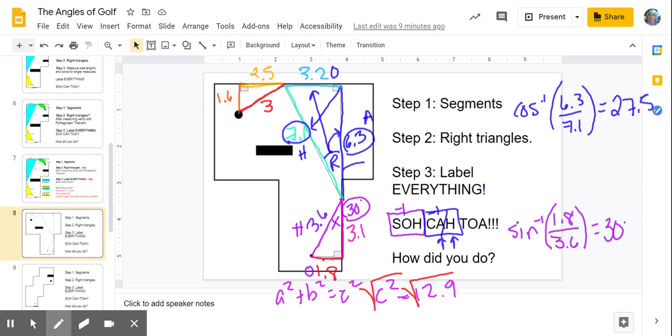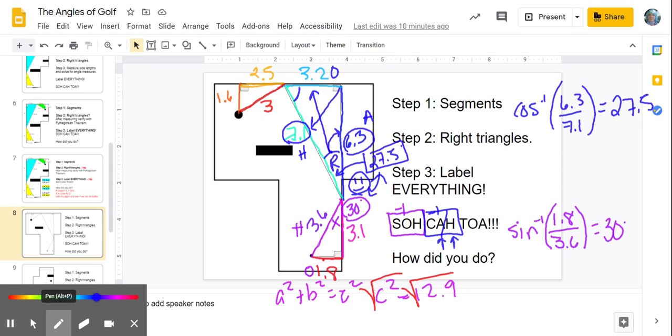27.5. So this is 27.5 degrees. These two are almost equal. We did a pretty good job, right? So if I know that R is 27, what's this angle up here? If I know R is 27, what's the angle up where the light blue and the light green meet? How do I figure that out?